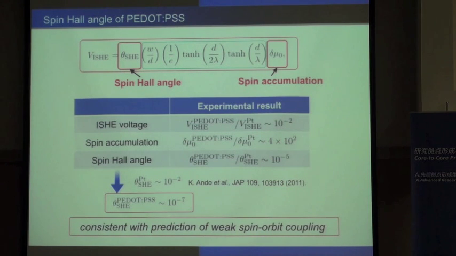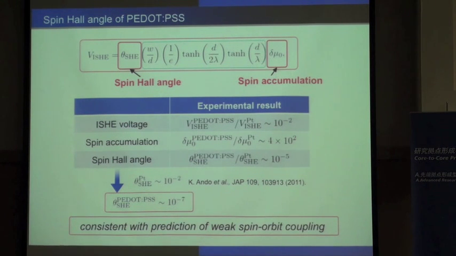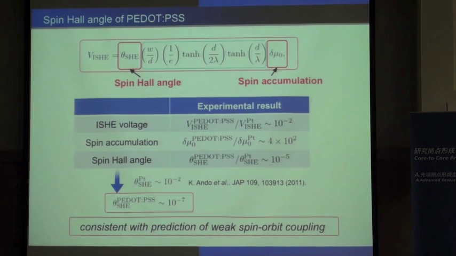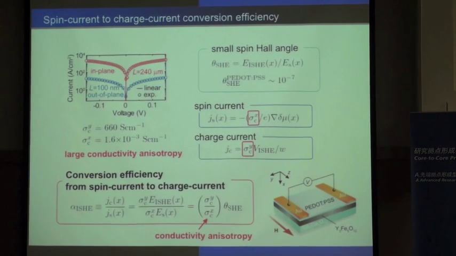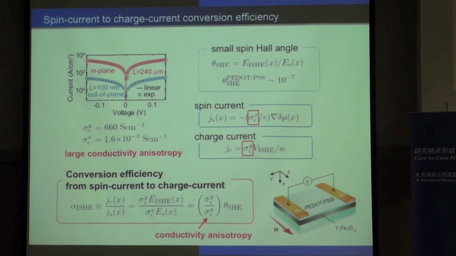This is a summary of the result. The relatively large voltage in the p-dot film is induced by the large spin accumulation enabled by the long spin lifetime or the weak spin-orbit interaction. And from this data, we have estimated the spin Hall angle in the p-dot film, 10 to the minus 7. This very small value is consistent with the prediction of the weak spin-orbit interaction. The spin Hall angle in this material is very small, but I will show you that high efficient conversion from a spin current to a charge current is realized in this system.